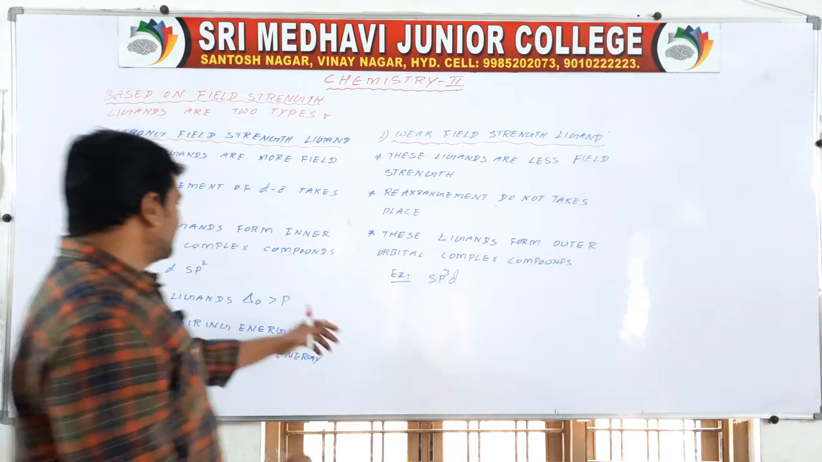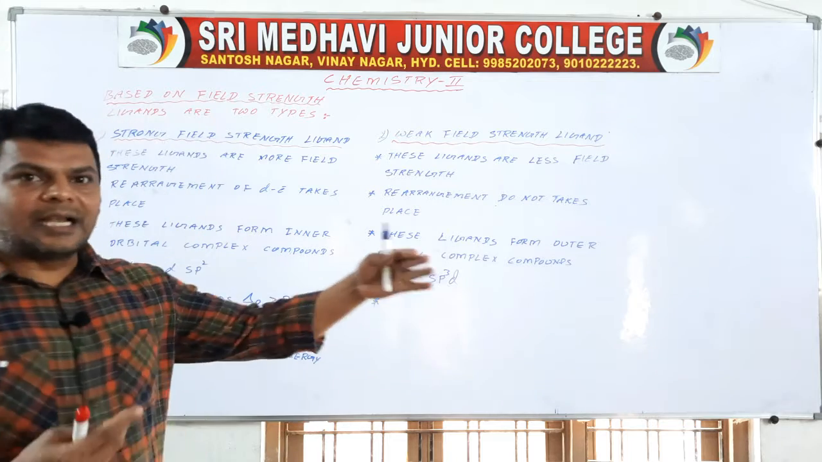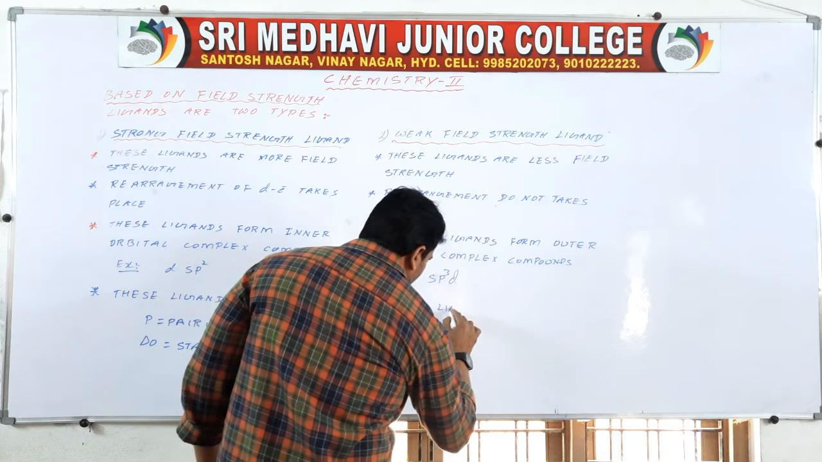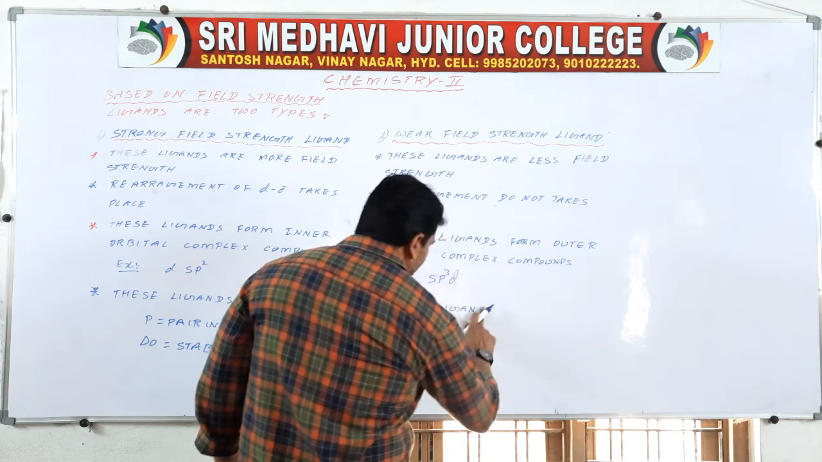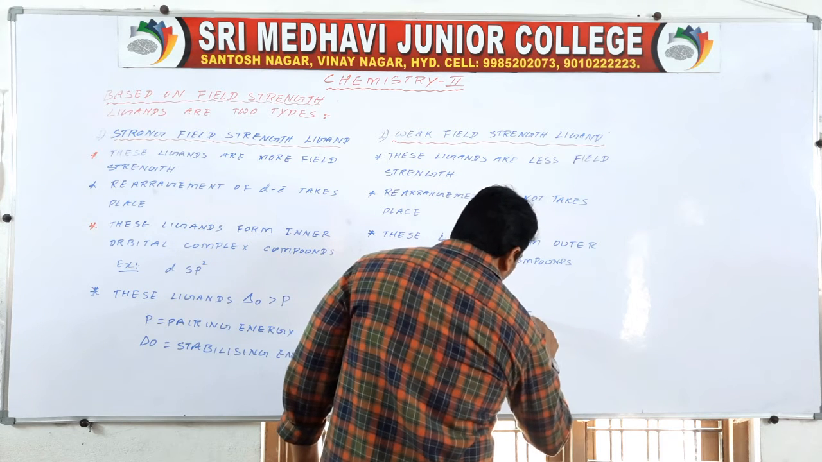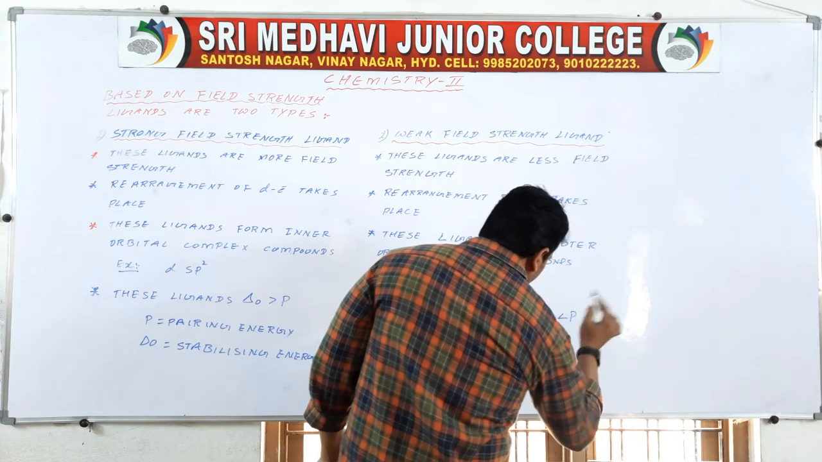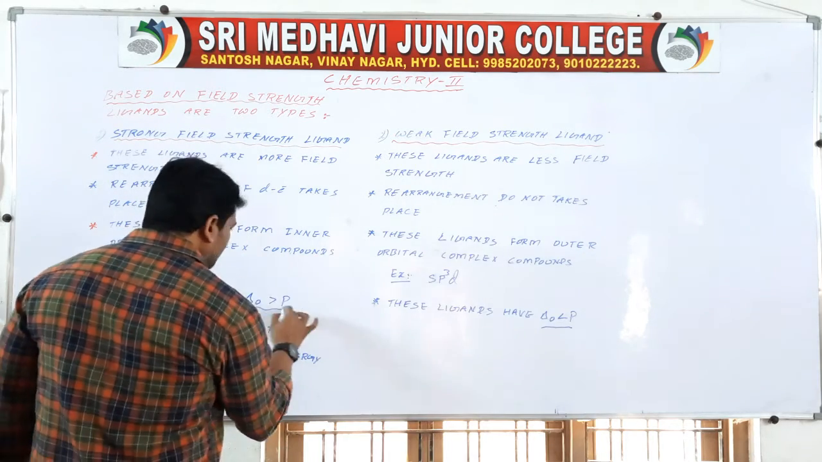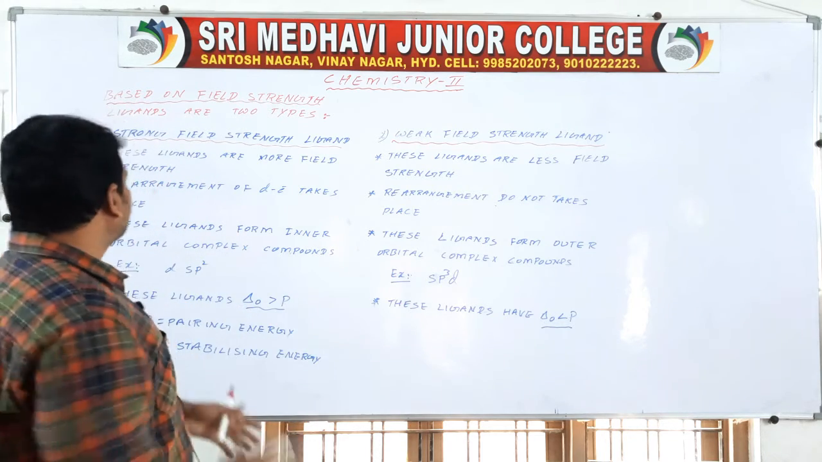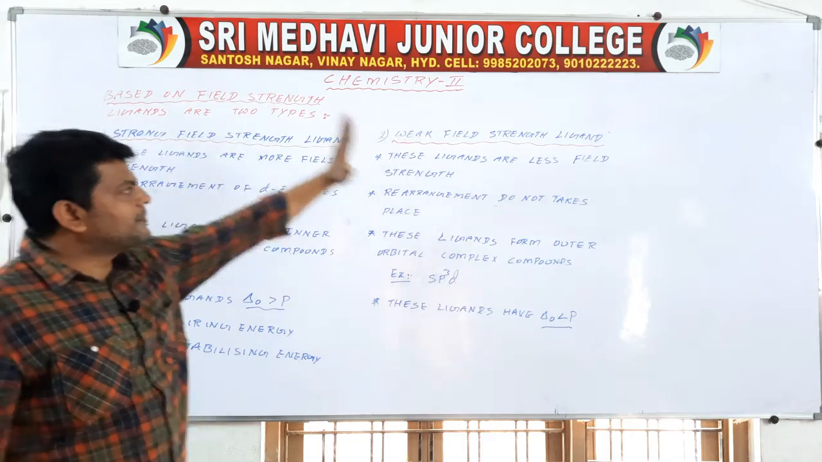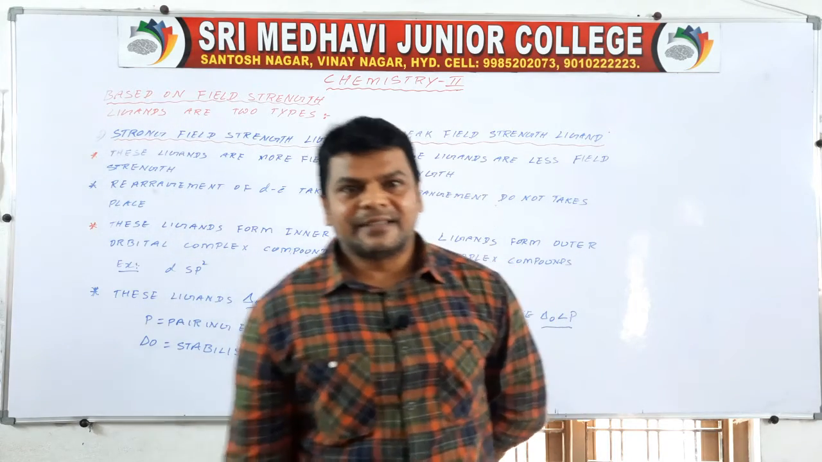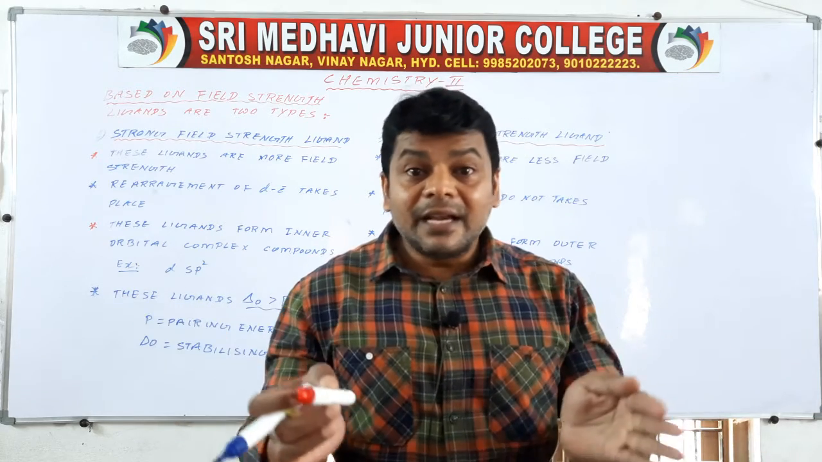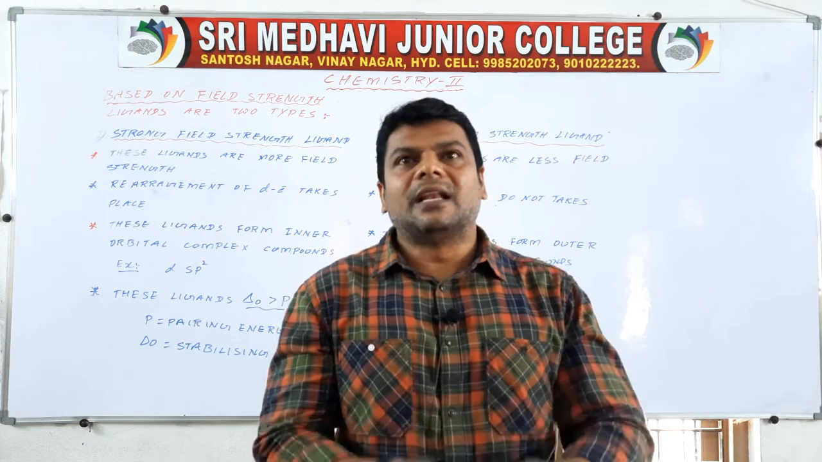Stabilizing energy. Okay, here these ligands have delta naught less than P. These ligands have delta naught greater than P, that is, less than P. So these are nothing but strong field ligands and weak field ligands. Understand: if a strong field ligand is present in the complex compound, the stabilizing energy is more. If a weak field ligand is present, the stabilizing energy is less.